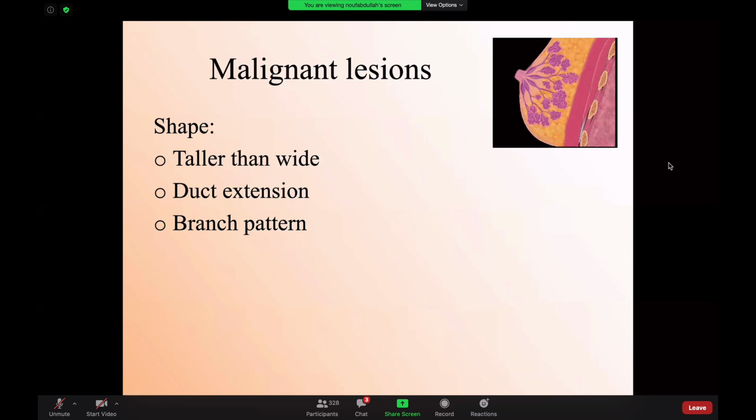What other features make the lesion suspicious on ultrasound? So the shape of the lesion is helpful. If you have a rounded lesion, it could be benign or malignant. But when you have a taller-than-wide lesion, so you see that the AP dimension of the lesion is bigger than the mediolateral dimension, you have to be careful that this lesion might be malignant. If you see a focal dilated duct and the lesion is extending into the duct, that is suspicious as well. If the lesion has a branching pattern, extending into multiple adjacent ducts, then this is very suspicious and you have to biopsy the lesion.